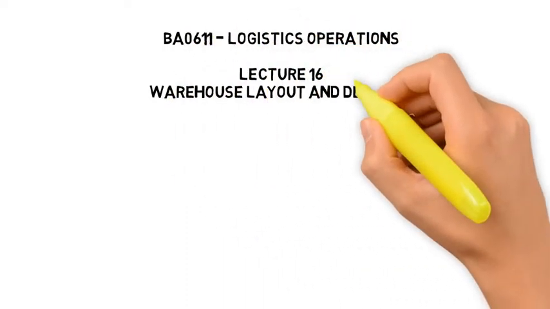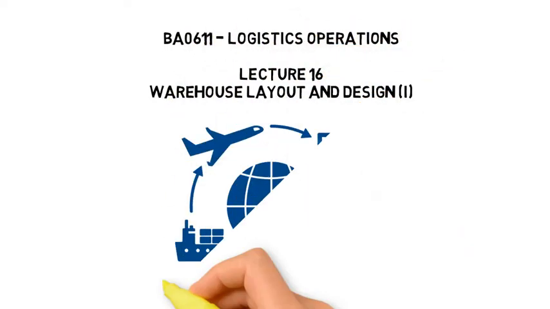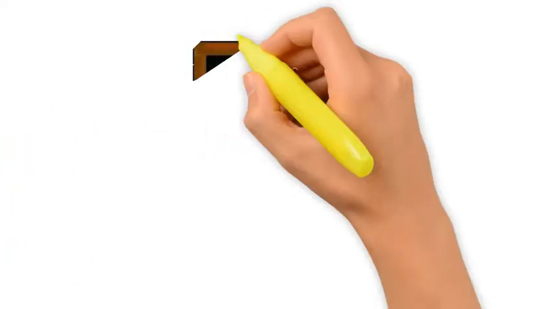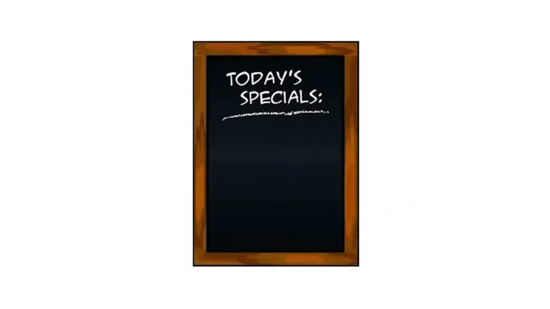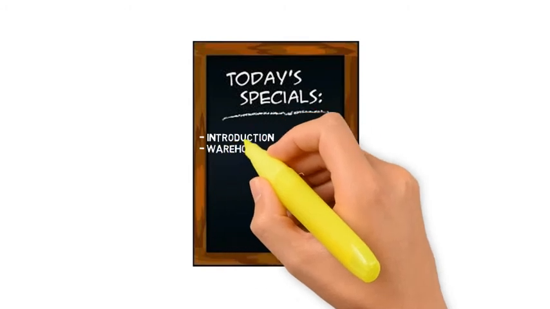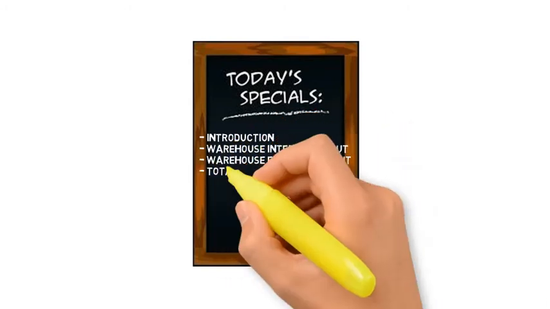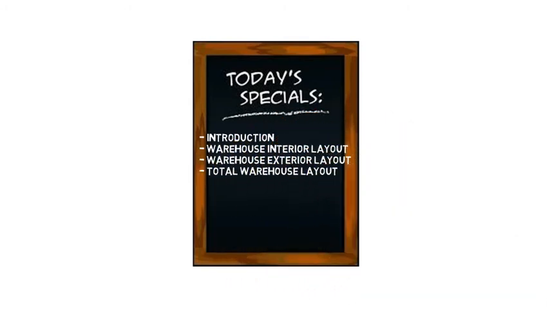Welcome to Lecture 16. In the final 2 lectures of this module, we will be learning about warehouse layout and design. In this lecture, we will first look at some of the considerations for good warehouse layout. Then we will examine the warehouse interior layout, followed by the warehouse exterior layout.